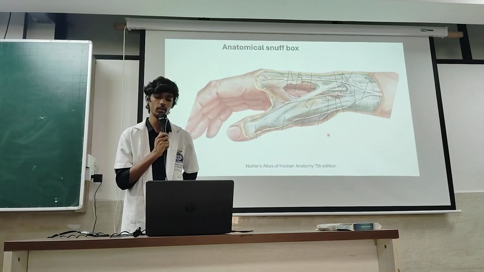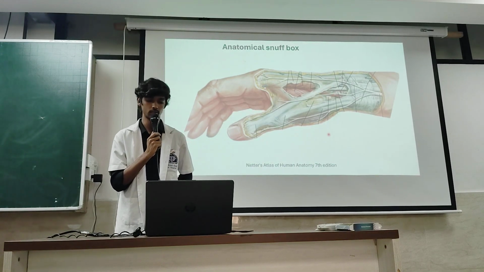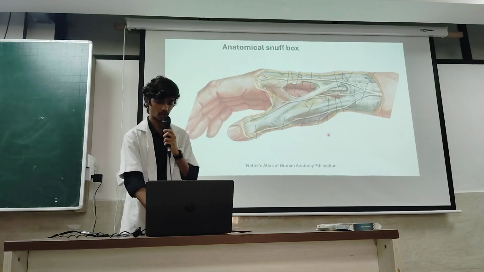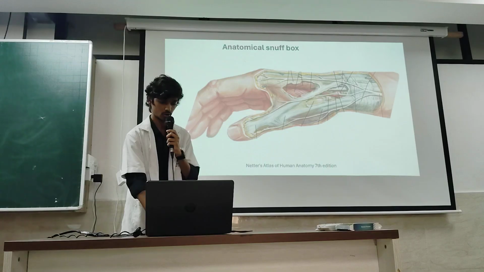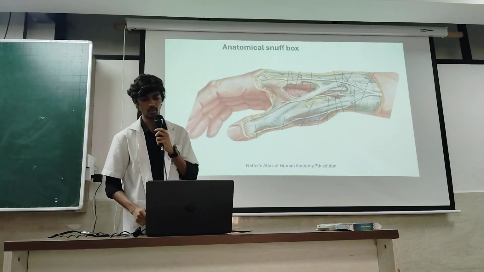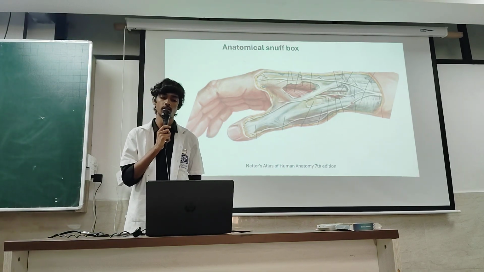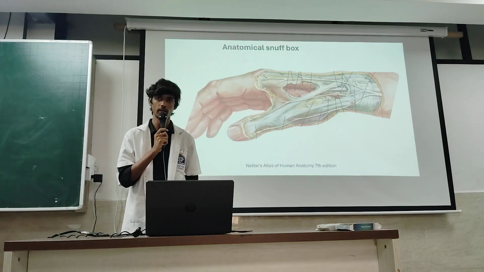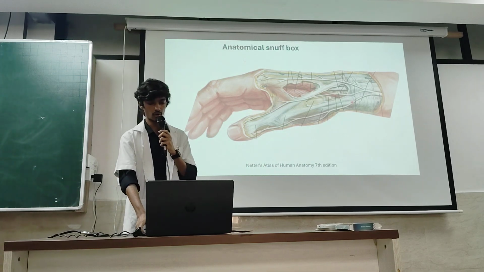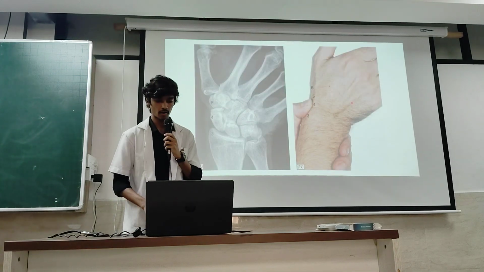The fracture of the scaphoid can be felt by the tenderness in the anatomical snuff box, whose medial border is marked by the extensor pollicis longus muscle, and the lateral border by the abductor pollicis longus and the extensor pollicis brevis muscles. At the base of the anatomical snuff box, the scaphoid is located. So any pathology of the scaphoid bone can be felt at the anatomical snuff box.